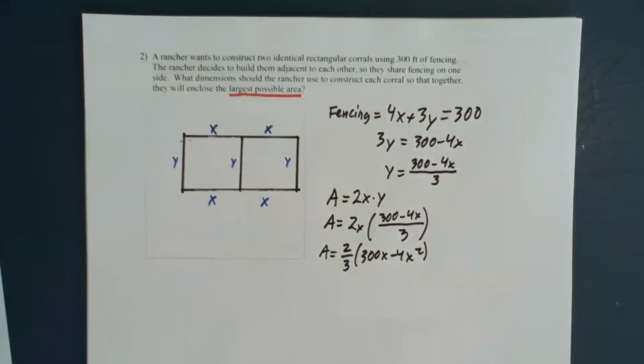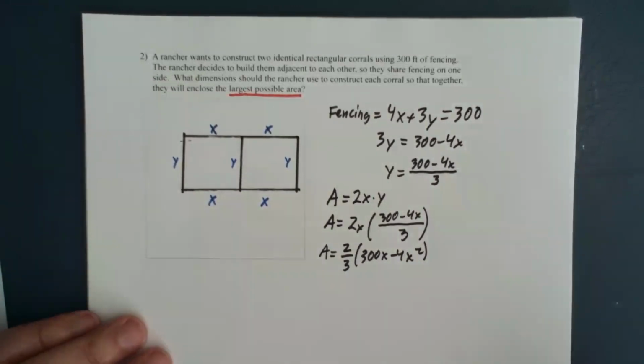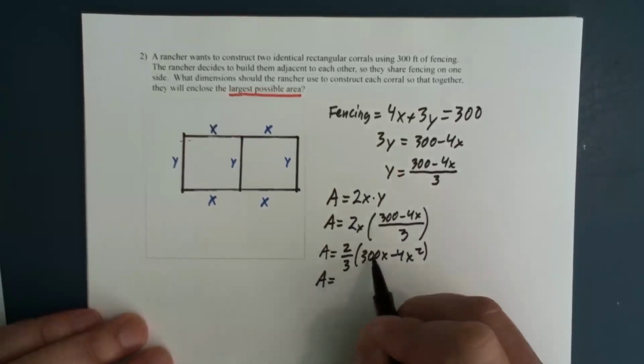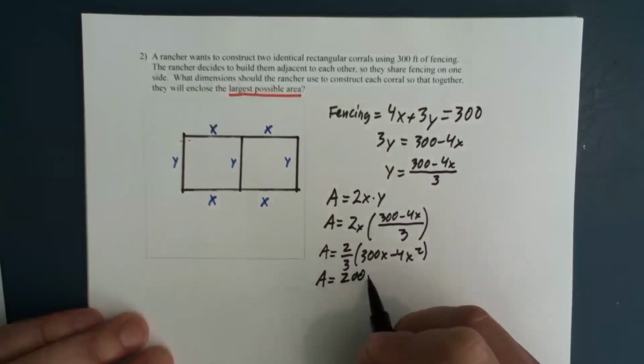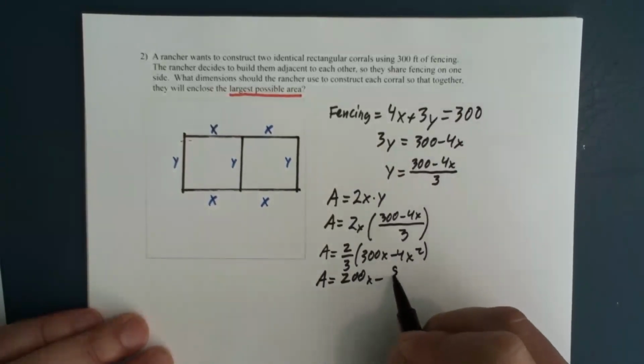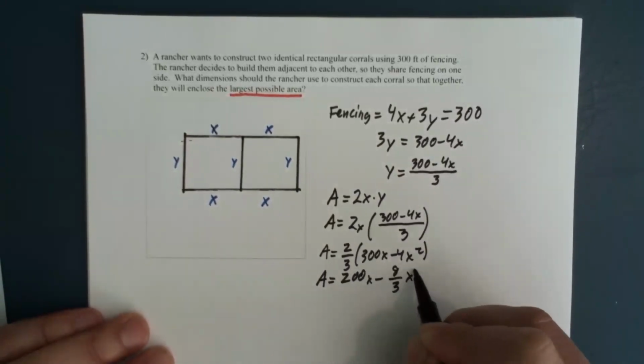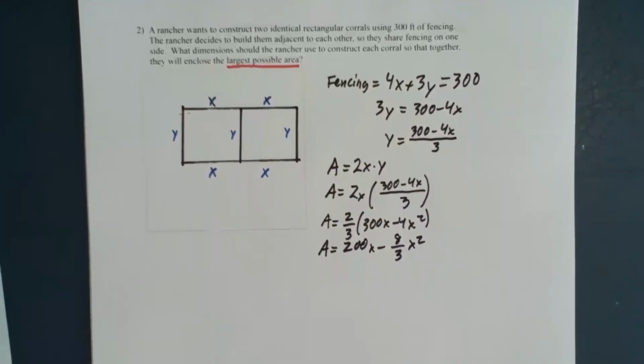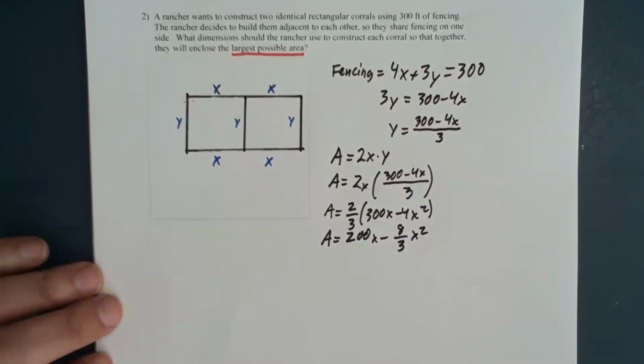And multiplying that in, we are going to get, now notice when I multiply here, the 300 is going to become 100 times 2 is going to be the 200x minus, and this is going to become 8/3 x squared. So there is my area function. And of course, to optimize that, I'm going to need to take the derivative.